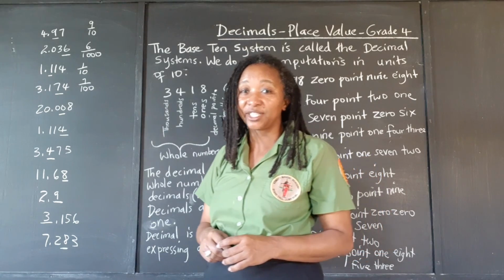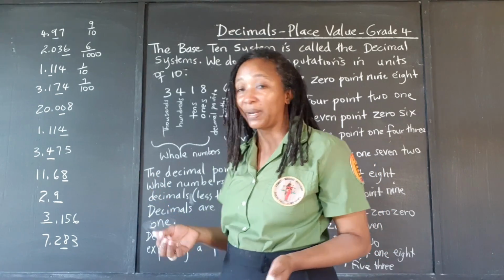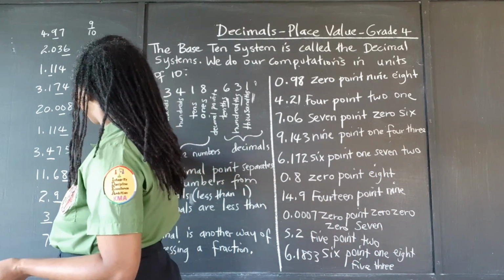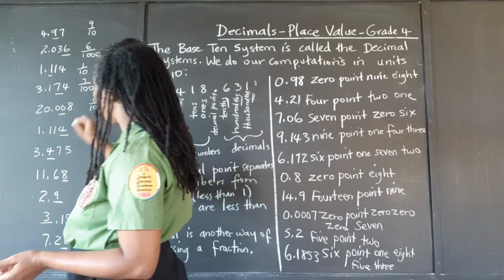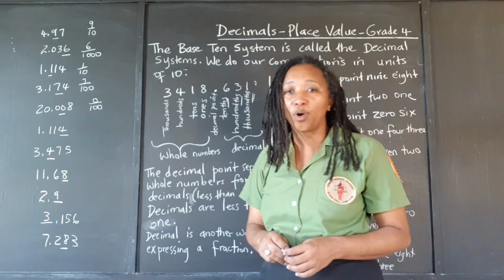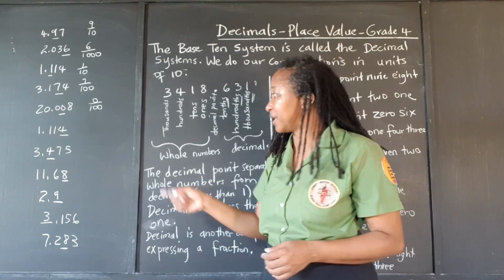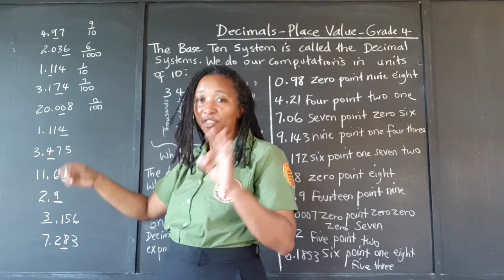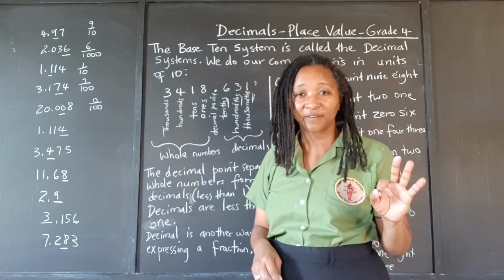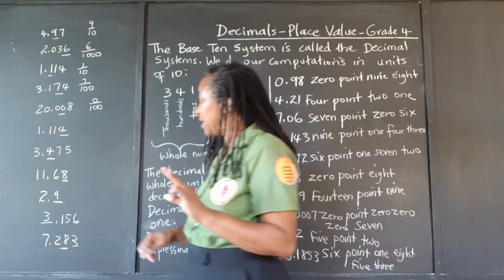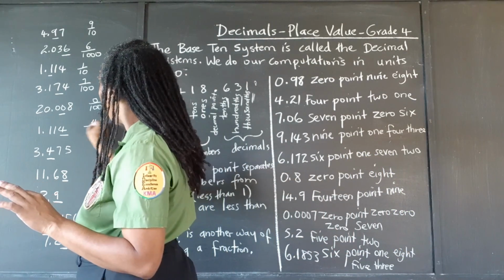20.008, that 0 is in the hundredths place. 1.114. The 4 is 3 places to the right of the decimal point. So that means it's 4 thousandths.